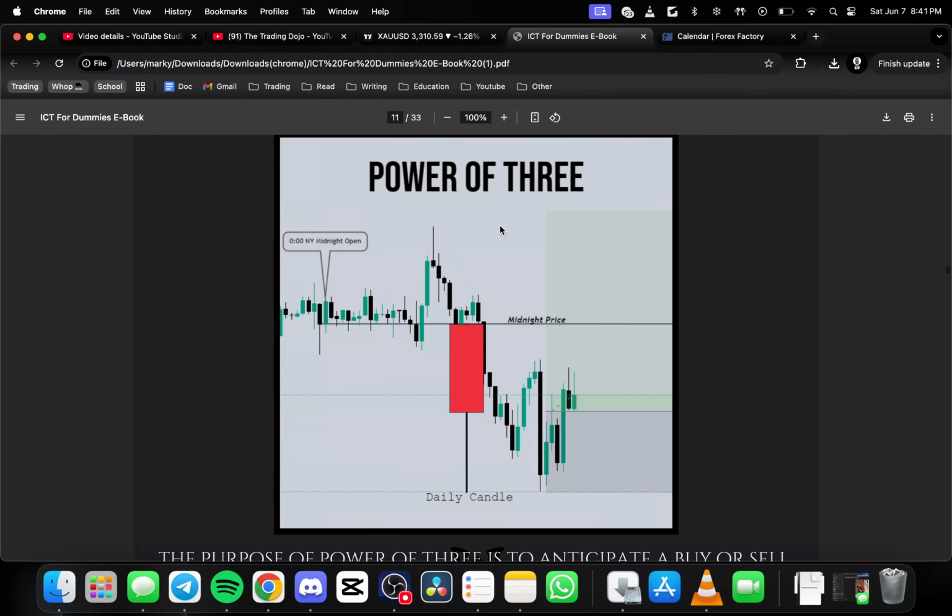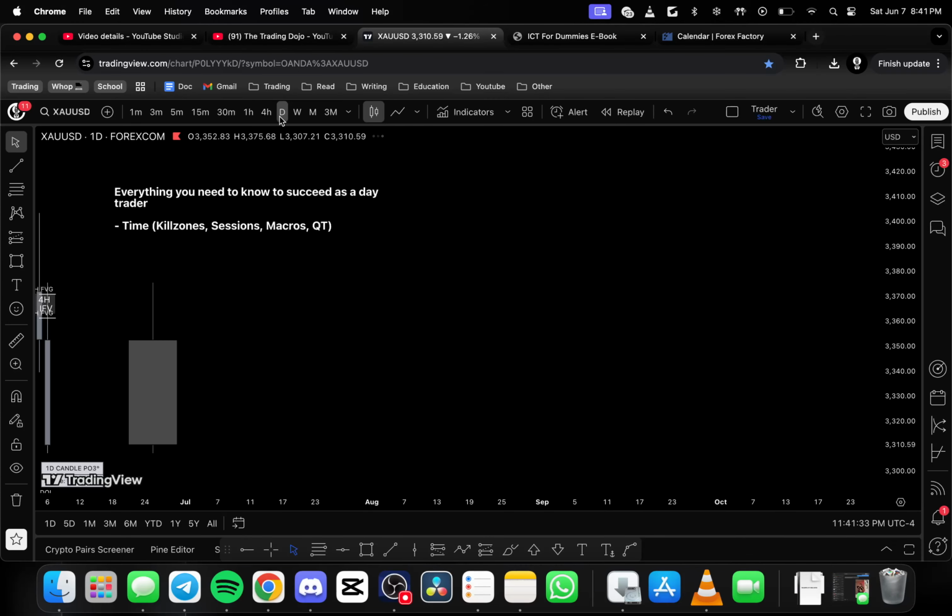Once you learn power of 3, a lot of people like to scale down inside of the daily range, and then they try looking for that lower time frame accumulation, lower time frame manipulation, and distribution. When in reality, all you need to do to find daily bias is figure out where the daily time frame is going, not what's happening on the lower time frame inside of the day, but rather where the daily time frame is going. So that's right here.